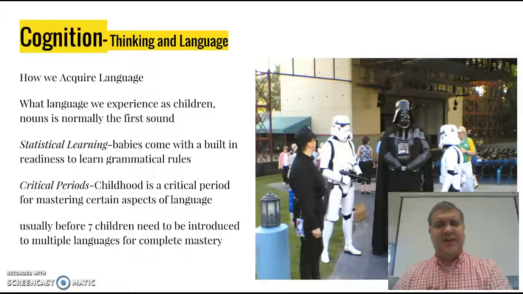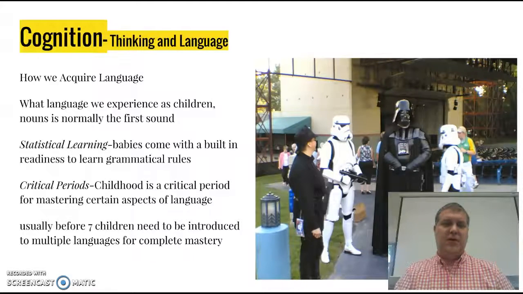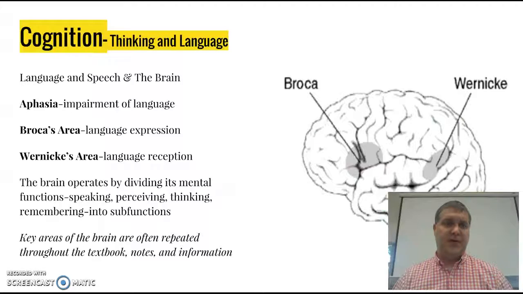Some children are raised outside of normal habitats, and it's hard for them to pick up the language. Sort of like the older you are when you take a foreign language, the harder it is for you to learn it. Usually before the age of 7, children need to be introduced to multiple languages for complete mastery.